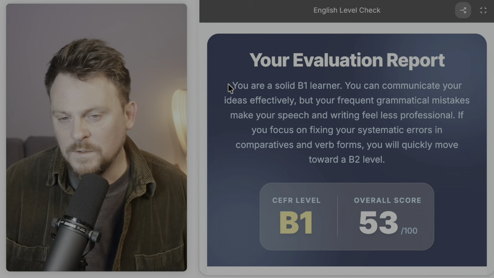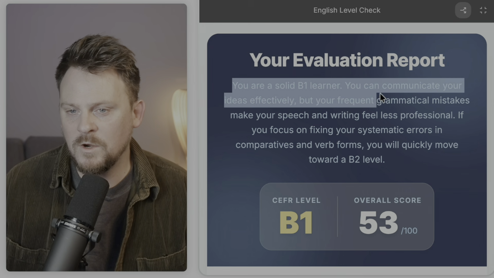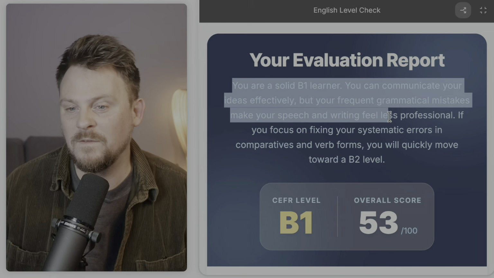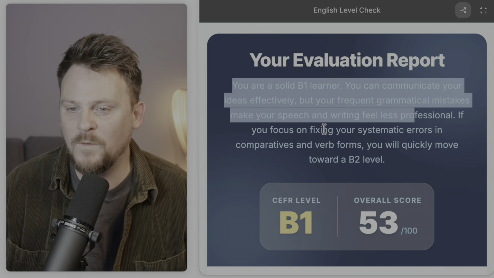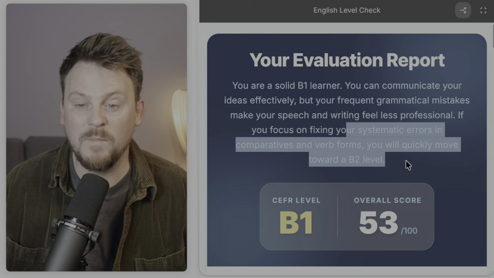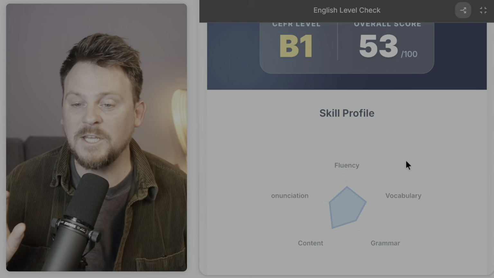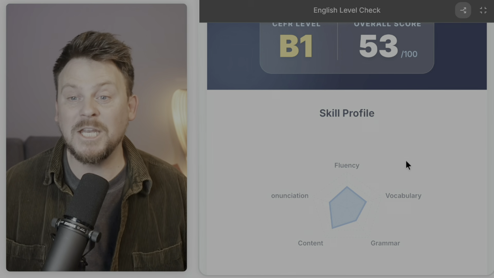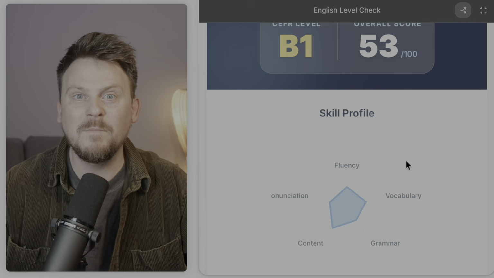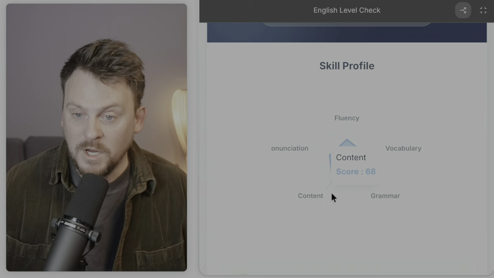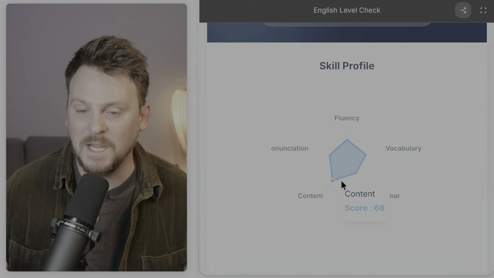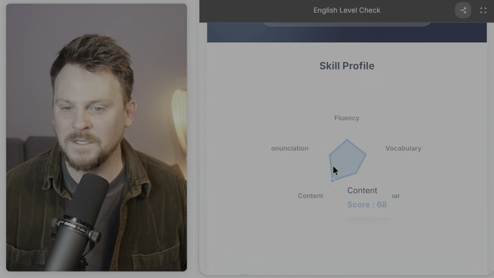High-level overview, this is useful but not the most important thing. Solid B1 learner, you can communicate your ideas effectively, but your frequent grammatical mistakes make your speech and writing feel less professional. Oh no. If you focus on fixing your systematic errors in comparatives and verb forms, you'll quickly move toward a B2 level. So I guess the takeaway here is it's not that maybe I can't use English, it's that I make too many mistakes. That's a clear takeaway. Oh, I need to fix all my mistakes. I make too many mistakes. I'm talking about the right things. I'm addressing the topic. I understand what's going on. That's not too bad, right?